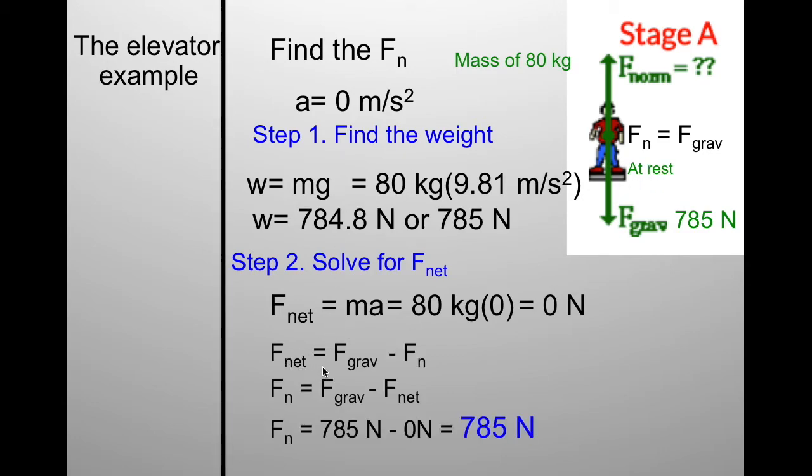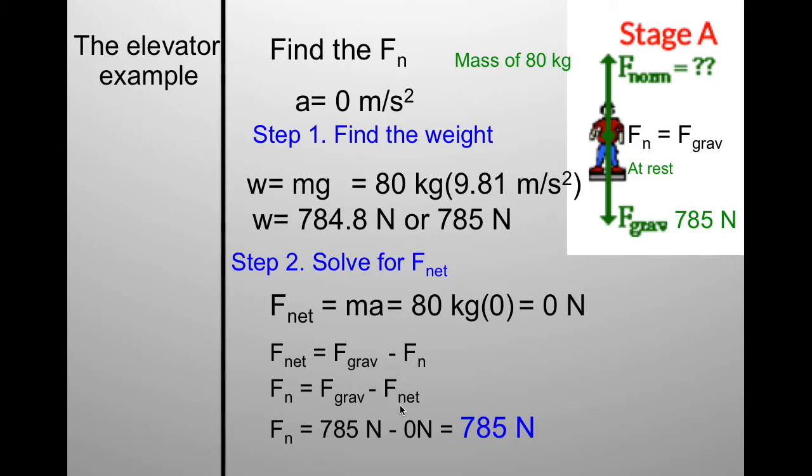Next, we want to try to find the normal force. We know that the net force is pretty much both arrows either subtracted or added, depending on whether or not they're going in the same direction or in opposite directions. In this case, the net force is the normal force minus the force of gravity. Because I want to solve for the normal force, I just have to get it all by itself, so I move things around, and I should then get an equation that looks like this: the normal force equals the force of gravity minus the net force.